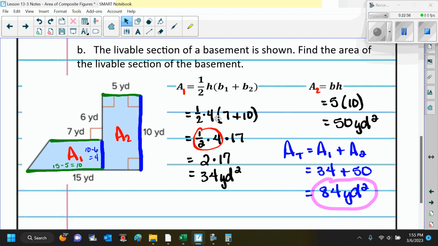So now we have our substitutions. Now we can simplify. So we have 1/2 times 4 times 17. So I took half of 4, which is 2, and then multiplied that times 17, and that gave me 34 yards squared. Okay? Now, the area of the rectangle, area 2, that's an easy one. So we've got base, which is 5, times the height, which is 10. So 5 times 10 is 50. And now, to get the total, we just add the two areas together. So we have 34 plus 50. That gives us 84 yards squared.